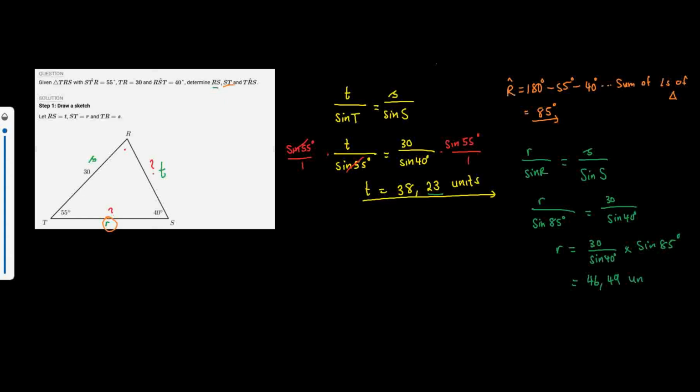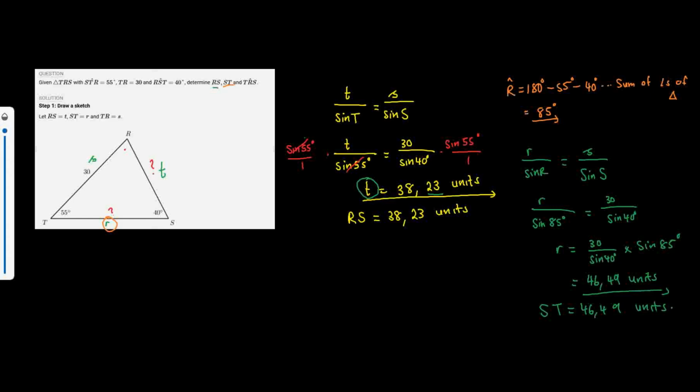And by the way, something that I should have mentioned as well. We said T, but what is T? Exactly. T is the length RS. So RS is equal to 38.23 units. And lastly, variable R, which is ST, is equal to 46.49 units. Okay, and that basically answers this question.